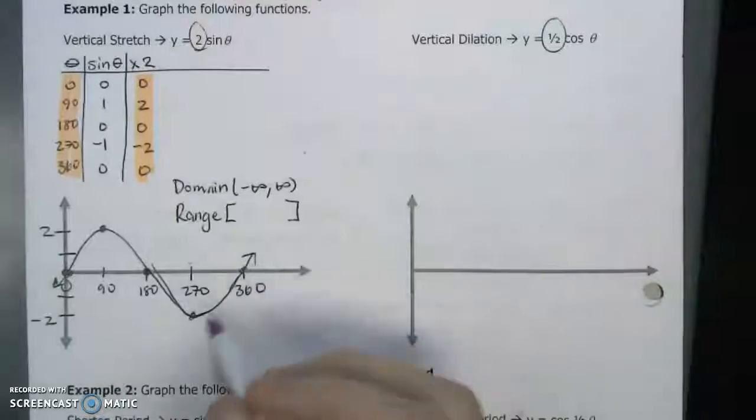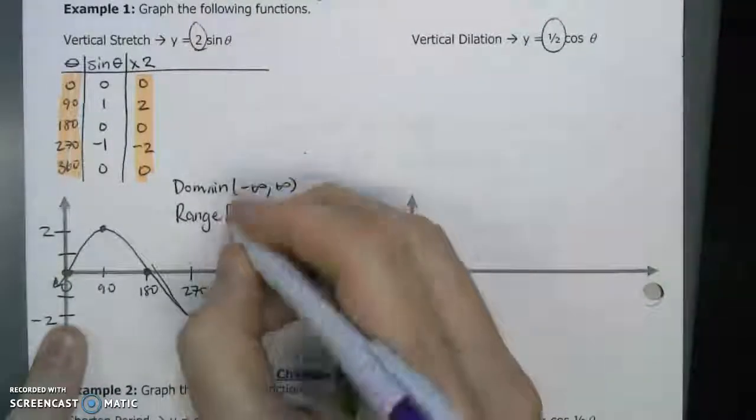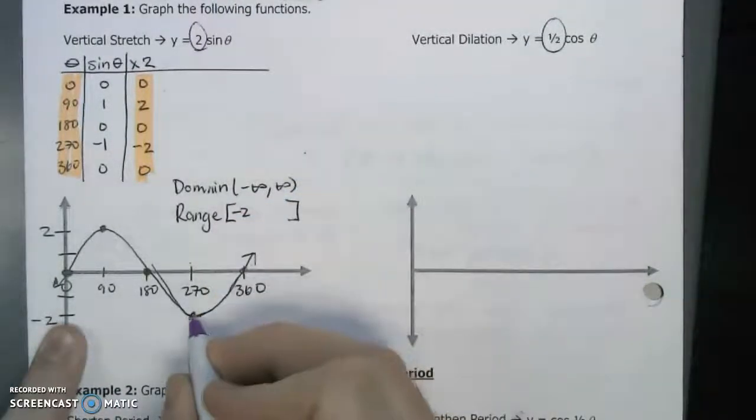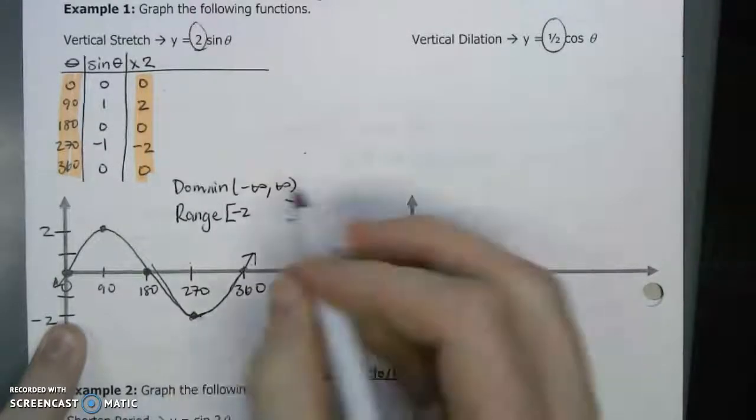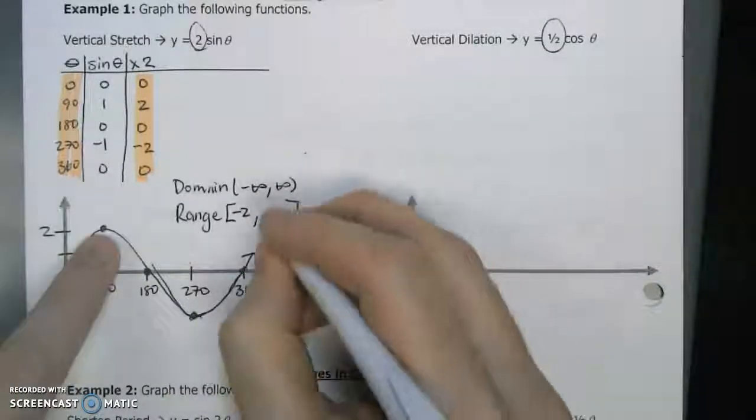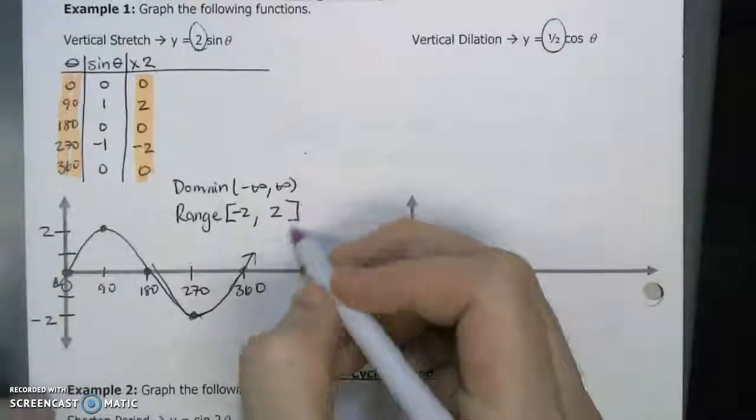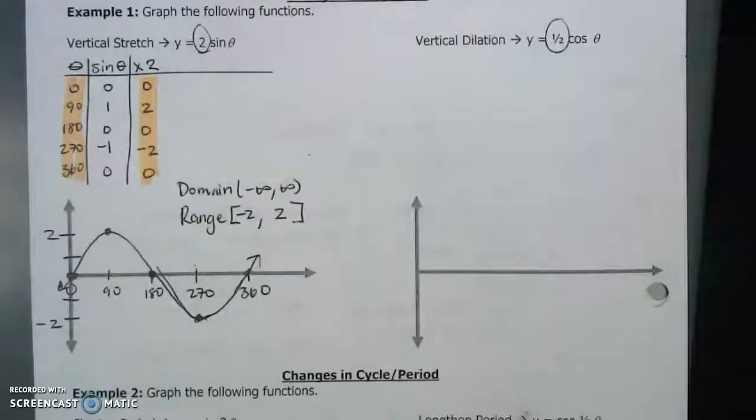The lowest point it goes is negative 2. There's a bracket because it actually has a filled in point. It touches negative 2. And then the highest point it goes to is positive 2 on the y. And bracket on that because it actually touches positive 2.